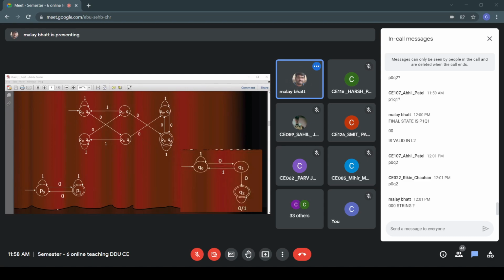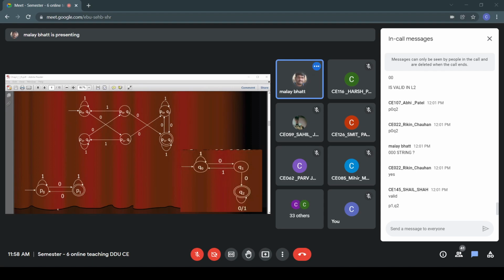Now if we take the string 0 0 0, where will it end up? Is it valid in both the diagrams or not? Yes, it is valid in both, because it has an odd number of zeros and also has the substring 0 0 present in it. So what will be the final state in the intersection diagram if you traverse 0 0 0? It will be P1 Q2. Because P1 is valid, and Q2 because it is also valid in automata 2.